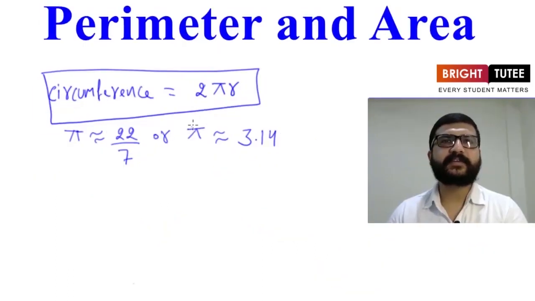Now in the next session we are going to discuss how to find the area of a circle. Do we have any formula for finding area also? If we have any formula, then how did we get that formula? We are going to discuss that, and then we will see a few questions based on the circumference and area of a circle.